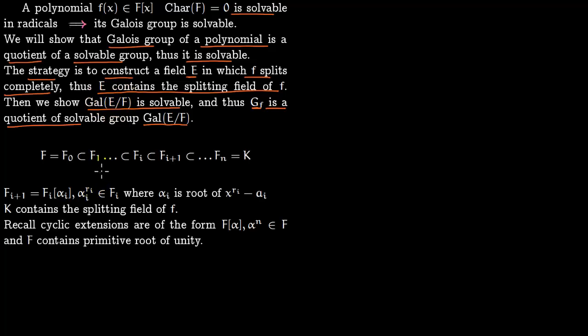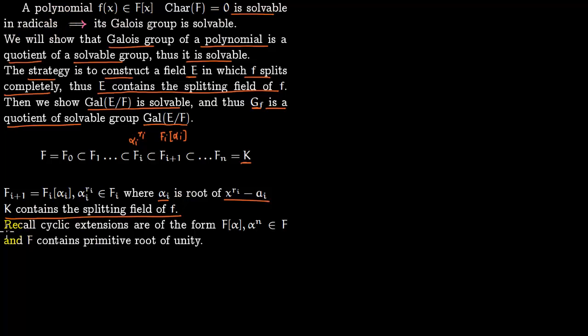So again, recall what it means to be solvable by radicals. That is, you have a tower of field extensions like this. You construct F_{i+1} from F_i by joining alpha_i, so that alpha_i to the power of r_i lies in F_i, where alpha_i is a root. So obviously it is basically an inductive construction, and some power of alpha_i lies in the previous field, and then this K is the splitting field of f. So this is given to us. We are saying solvable in radicals.